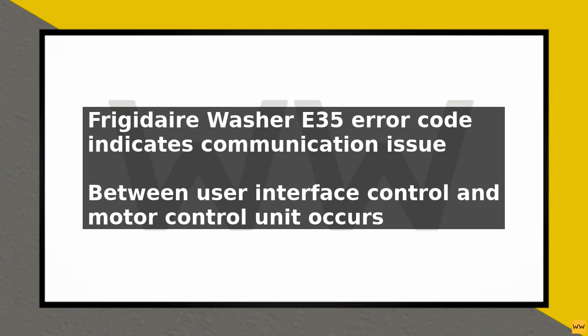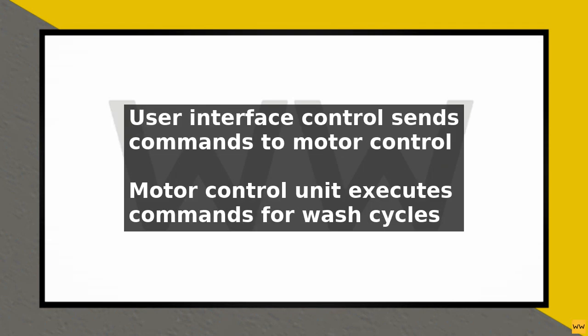the communication process. The user interface control is responsible for sending commands to the motor control unit, which then executes the commands to perform various wash cycles. If the communication between these two components is disrupted, the E35 error code will be displayed.